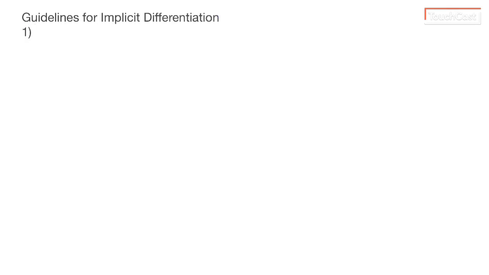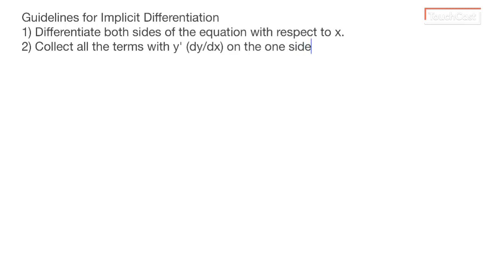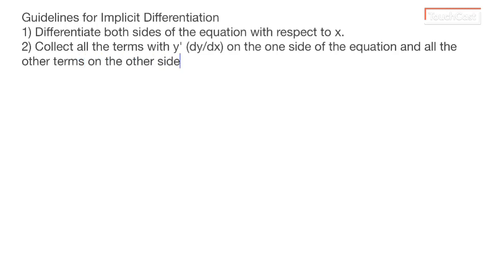So, I've got some guidelines for when we are using implicit differentiation. The first thing you're going to do is differentiate both sides of the equation with respect to x. Once you've done that, then you can collect all the terms with a y prime, or dy dx if you use that notation, on one side of the equation, and all the other terms on the other side. So if you want to put all the y primes on the left, then everything that doesn't have a y prime goes on the right.